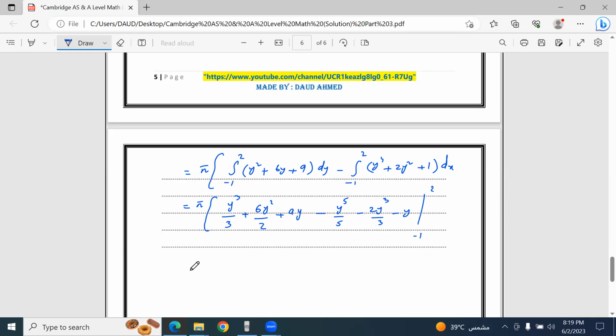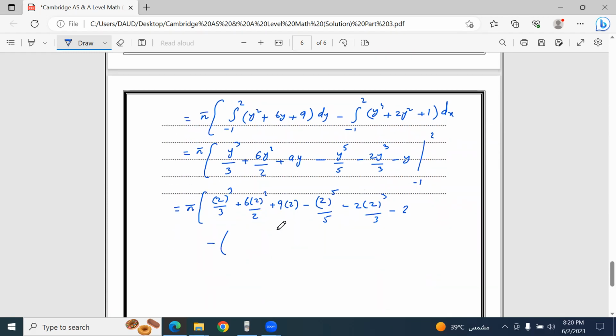Next, I will apply upper minus lower limit all together, pi. So applying the upper limit 2: 2 cube over 3 plus 6 into 2 square over 2 plus 9 into 2 minus 2 power 5 over 5 minus 2 into 2 cube over 3 minus 2. This is upper limit minus lower limit. So use a bracket sign so that we will not make a mistake.